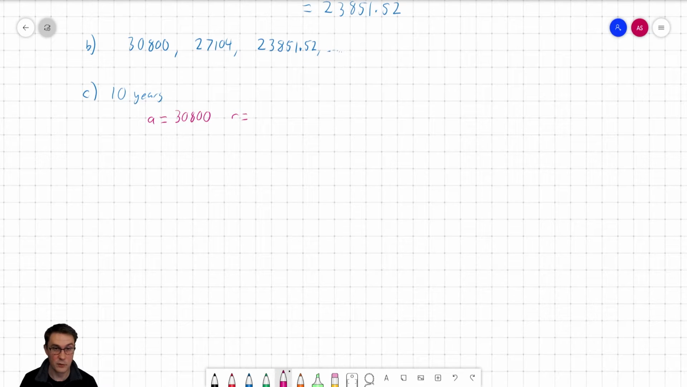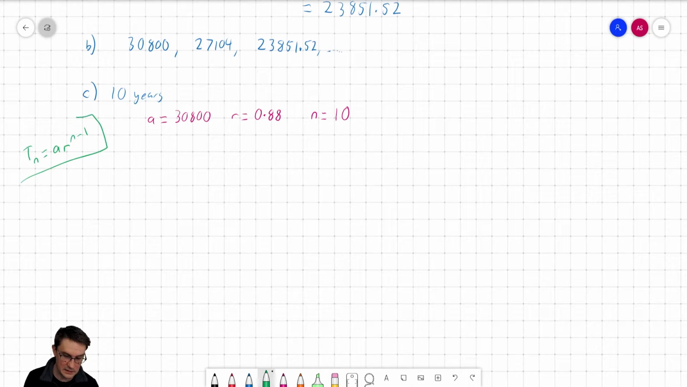Now, from the work we've done above already, we've worked out the rate because we could see that we had 0.88 continually reappearing in each of these. So that's going to be our rate in this case. Now, lastly, for this question in particular, we have an n as well. In this case, it's going to be 10 years. So now what we need to do is unpack this by using the terms equation for our sequence here. So that's going to be t of n is equal to a times r to the power of n minus 1.